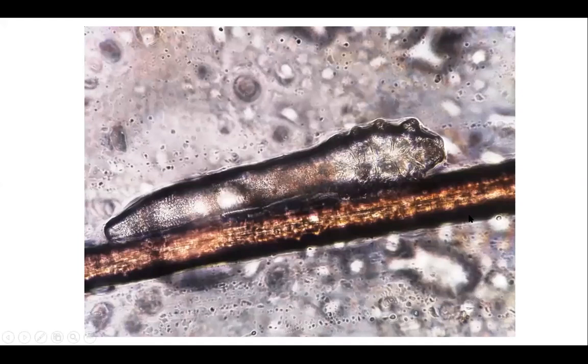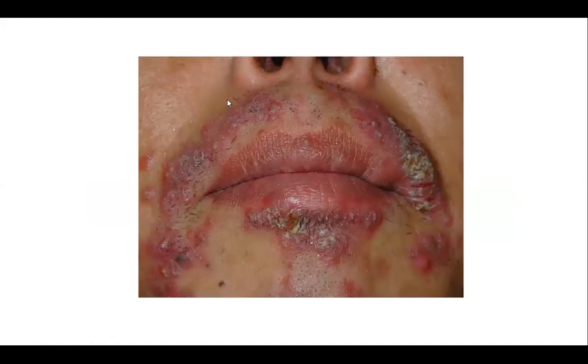Ivermectin? Ivermectin, very good. Either topical or oral ivermectin would be good to treat this entity. So let's move on to the next case. Perioral dermatitis is a possibility, but look and see, it's very crusted, and there's a lot of pus here, crust, very strong. So perioral dermatitis, possibly, but what do you call this presentation first?